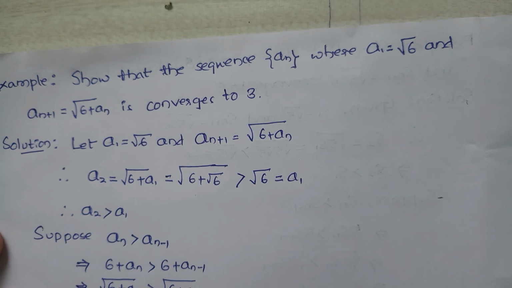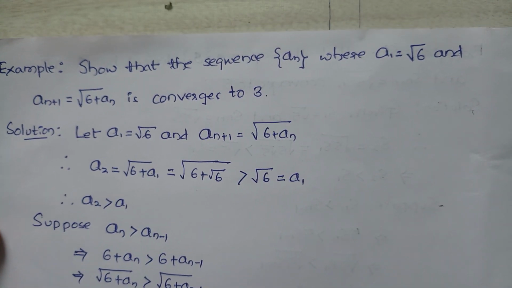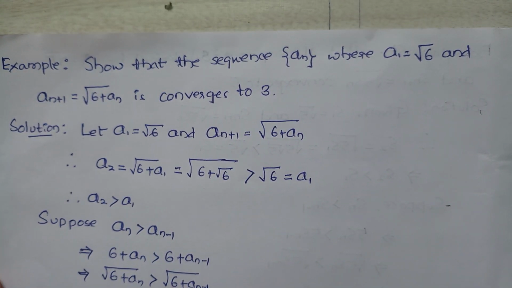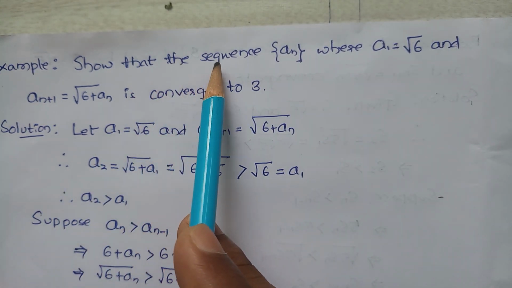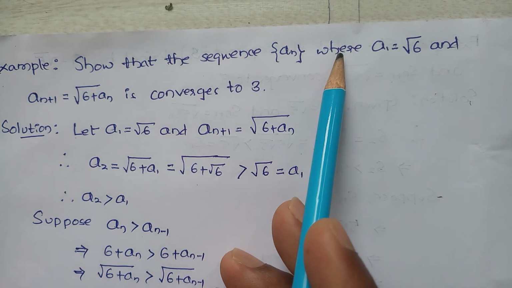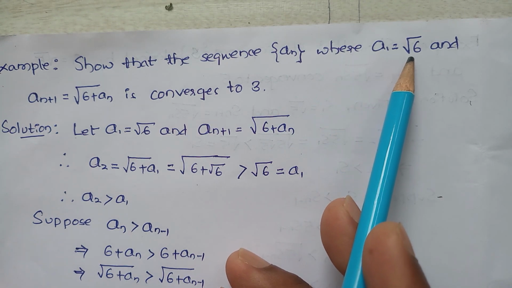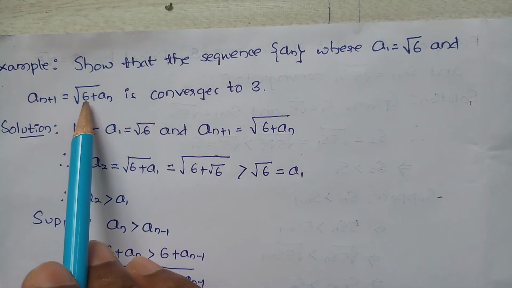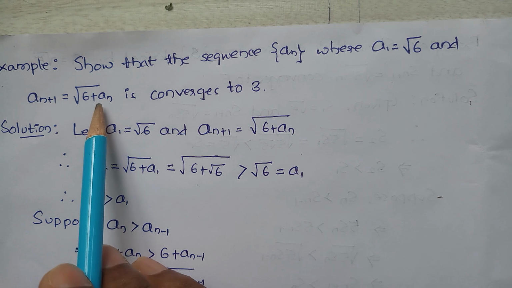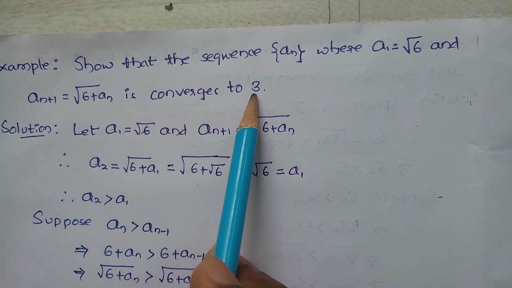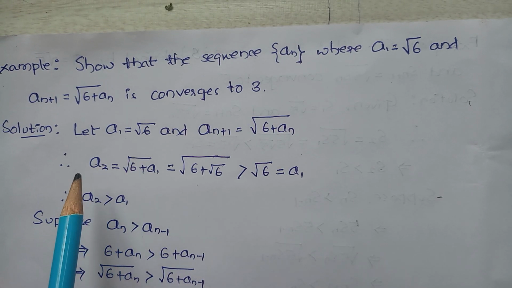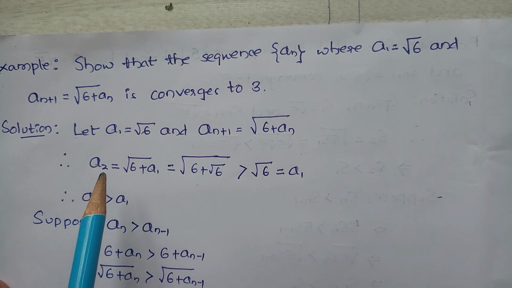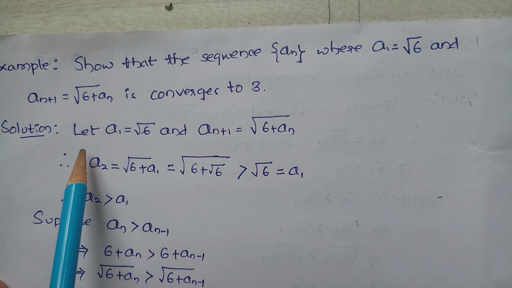So next example: show that the sequence Sn where a1 is equal to root 6 and a(n+1) is equal to root of 6 plus an converges to 3. In a similar manner, now that we have solved one example, in the same way we are going to solve this example also.